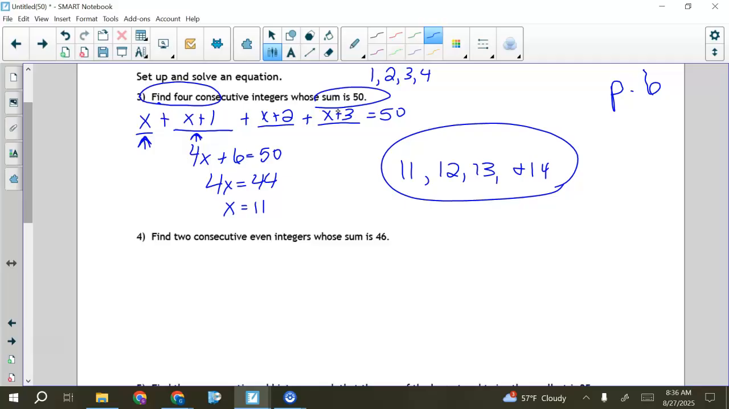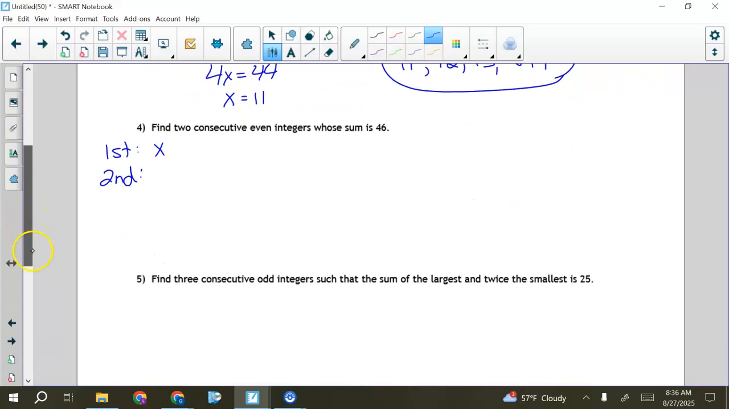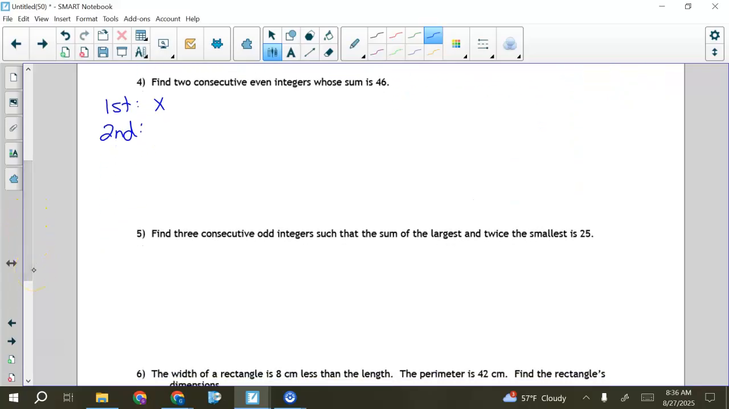Find 2 consecutive even integers whose sum is 46. So for even integers, you can still let that first number be x, but then to get the next number that is an even number, we don't just want x plus 1. We need to go up by 2, because if your numbers were 4 and 6, we can't just say x plus 1. We had to say x plus 2.